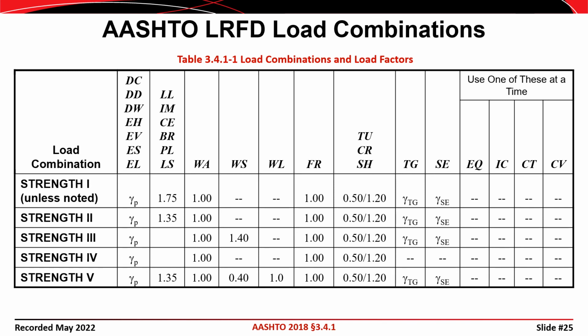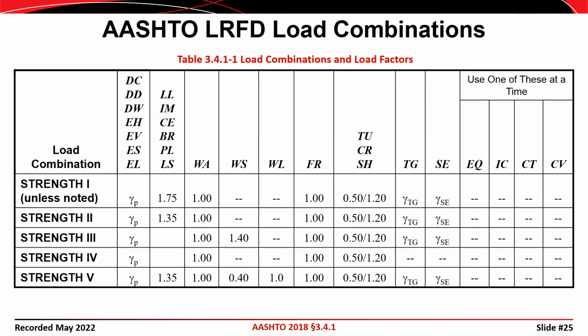So you can see here they're presented in a tabular format where you have a value of gamma sub p for the load factor on dead loads, and that varies depending on the type of dead load. You use 1.25 for DC, the weight of the bridge components and attachments. You use 1.5 times DW, the weight of future wearing surface and utilities. The live load and the impact factor due to the live load gets a factor of 1.75 in strength 1.